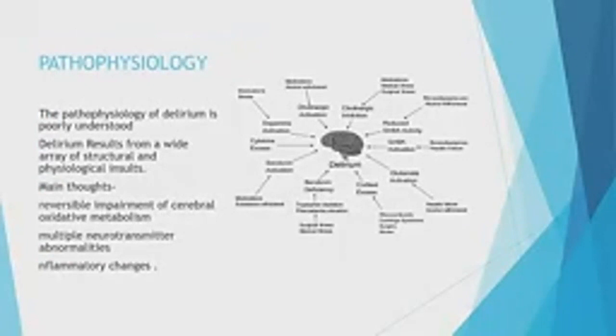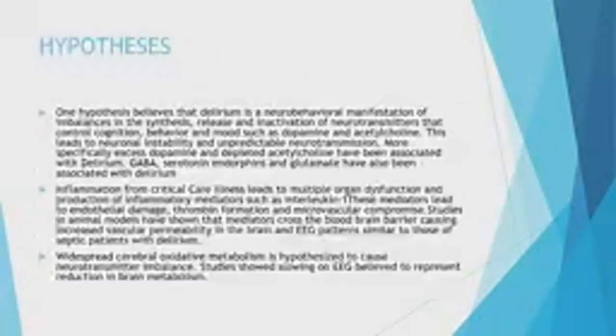Now, this is a busy slide showing the many causes, the many pathways that are associated with delirium. First of all, pathophysiology of delirium is poorly understood. However, if you look at this slide, you can kind of see some of the hypothesis of what's causing it. The main ones are inflammatory changes, reversible impairment of cerebral oxidative metabolism, and multiple neurotransmitter abnormalities.